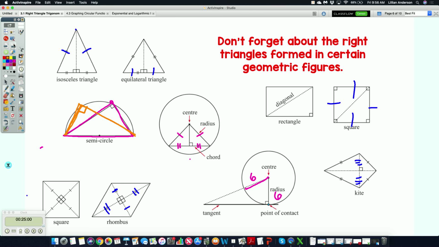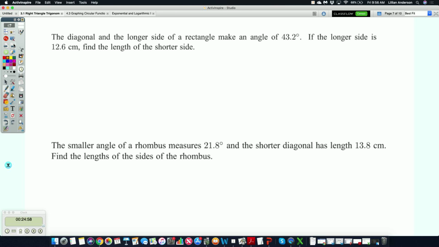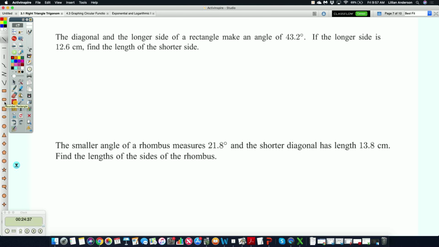All right. So let's look at these two examples here that deal with the geometric shapes, and then we'll move forward from there. The diagonal and the longer side of a rectangle make an angle of 43.2 degrees. If the longer side is 12.6, find the length of the shorter side. What do I need in this picture? What main shape do I need?